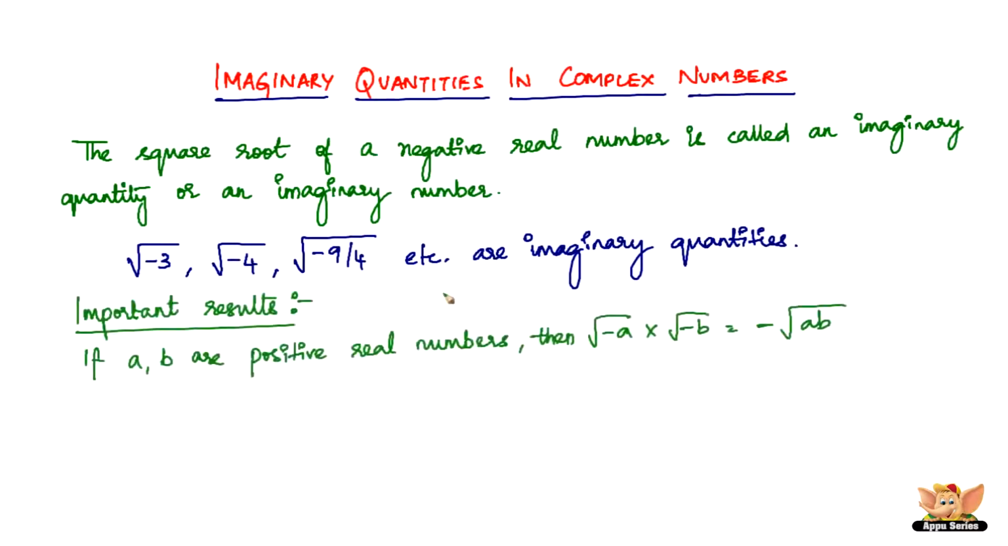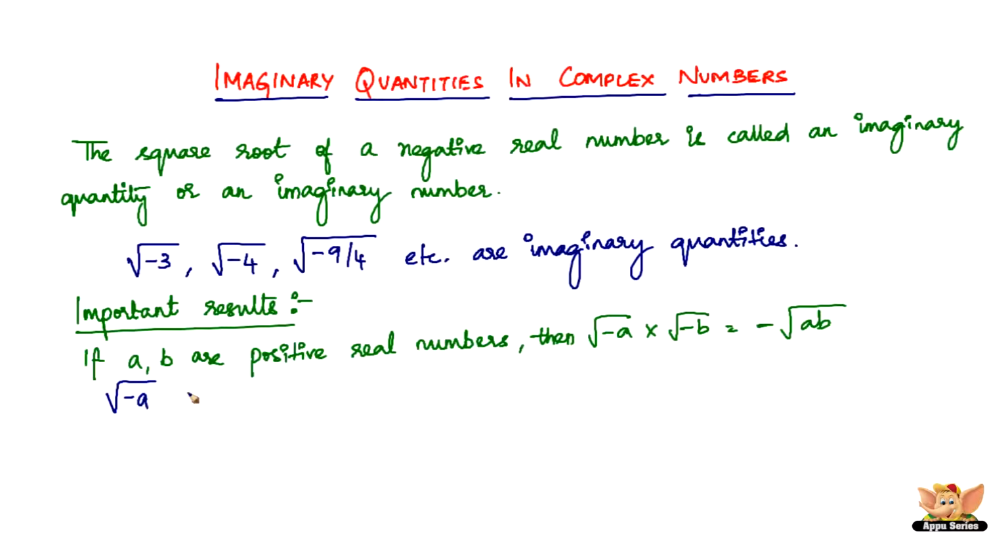The result is, if a, b are positive real numbers, then square root of -a times square root of -b equals negative of square root of ab. Now, how's this? Well, quickly, here's the proof.